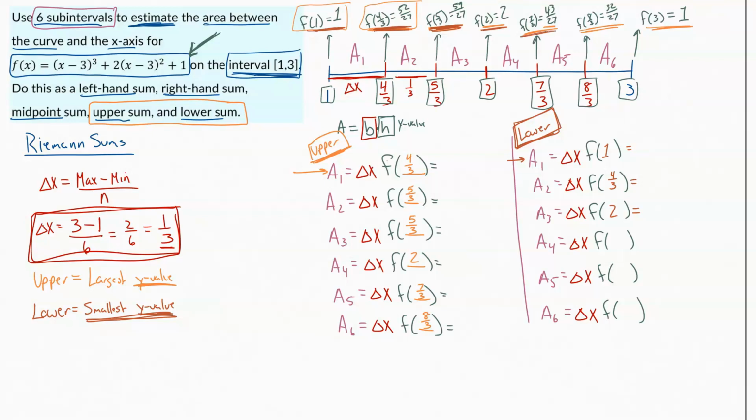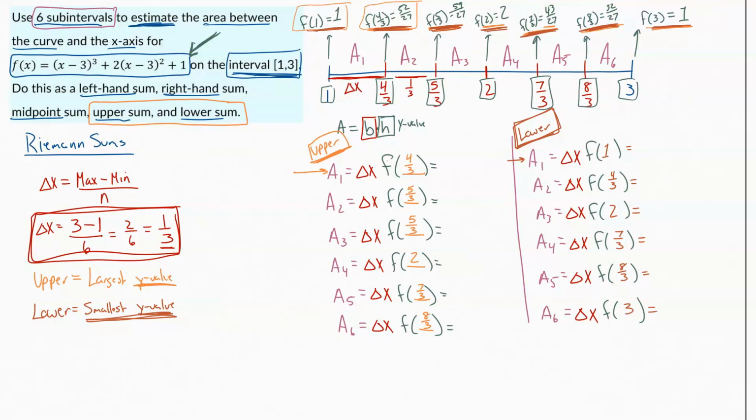We get 7/3, plugging in 7/3 versus 2. And so our option in that situation is going to be the 7/3 because that gives us 43 over 27. Then on A5, we're going to be comparing 43 over 27 to 32 over 27. We want the smaller one, so that's going to be at 8/3. And then at the very last one, we're comparing 32 over 27 to 1. The smaller value is 1, so we would plug in 3.